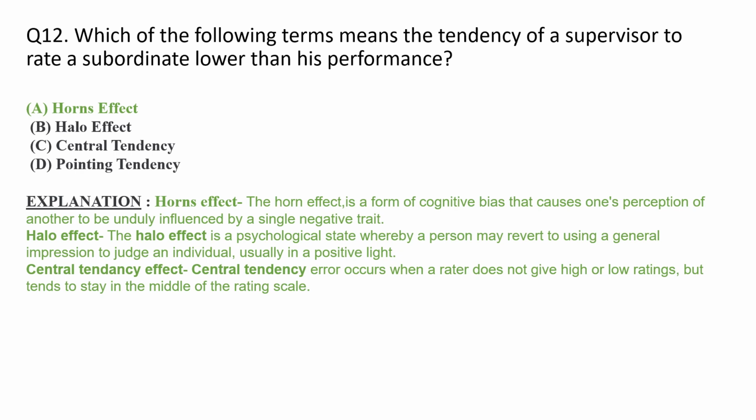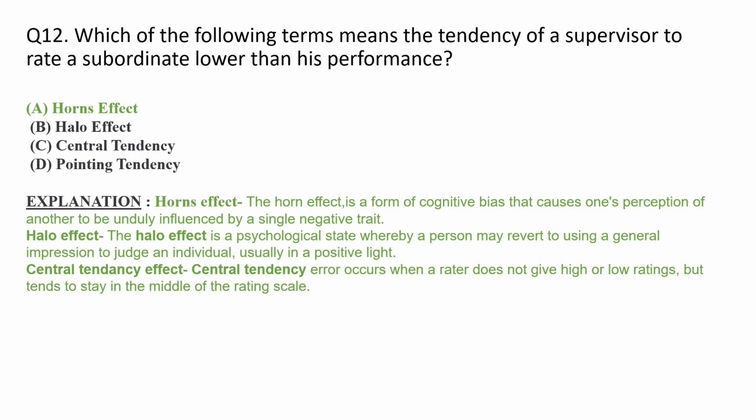Next one is halo effect. The halo effect is a psychological state whereby a person may resort to using a general impression to judge an individual, usually in a positive light. So one person may have a general impression, and based on that impression, the performance may be rated. So that is called halo effect.